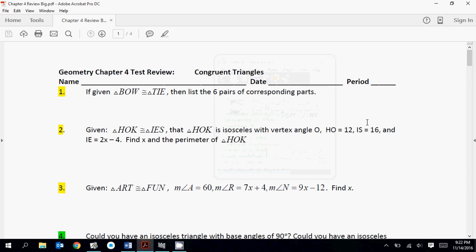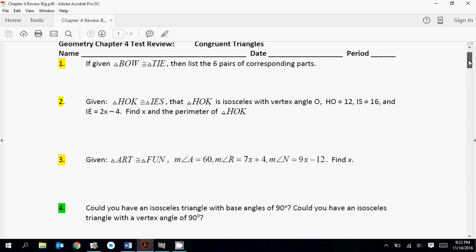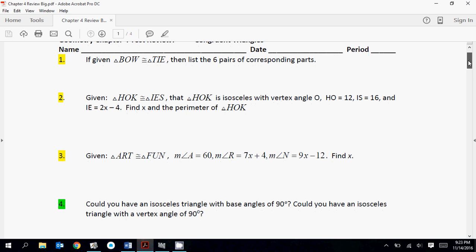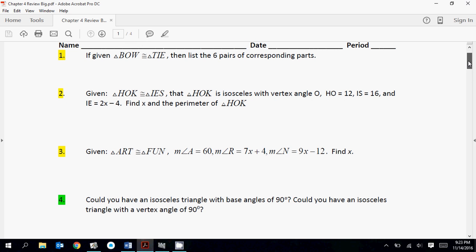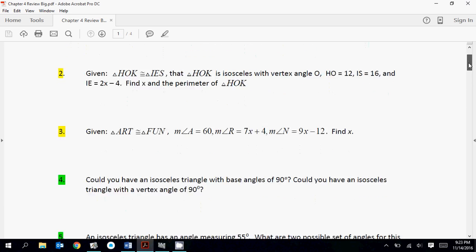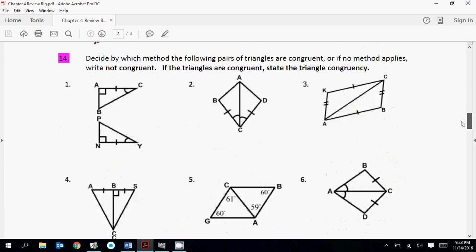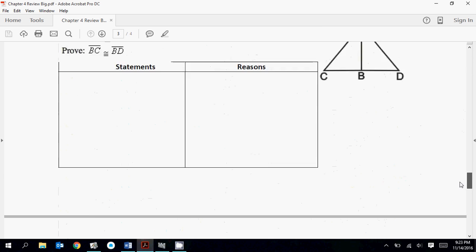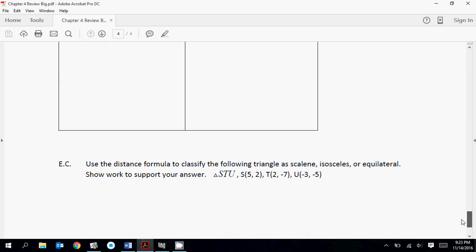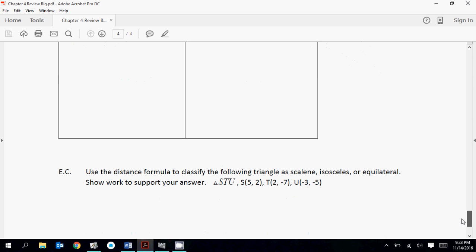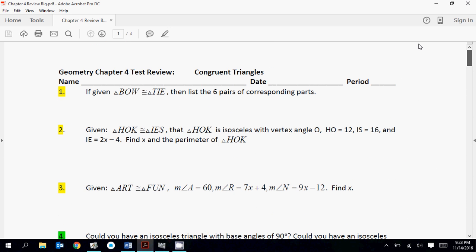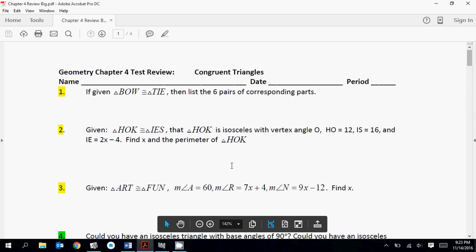Alrighty, so the first video here is going to deal with basically the things here on your test review that are highlighted in yellow. So we're dealing with congruent figures. So this is looking at questions 1, 2, 3, and I believe that is it. Let me double check. Yeah. So just dealing with 1, 2, and 3 on the review here, okay?